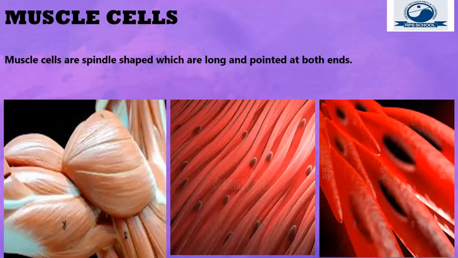Another cells are muscle cells. They are specially adapted for movement. Muscle cells are spindle-shaped, which are long and pointed at both ends. The muscles can contract and relax. When the muscles contract, they shorten in length. So, the contraction of muscle cells moves the body part. When these contracted muscle cells relax, they expand so that the body part comes back to its original position. Muscle cells bring about movement of body parts by contracting and relaxing.